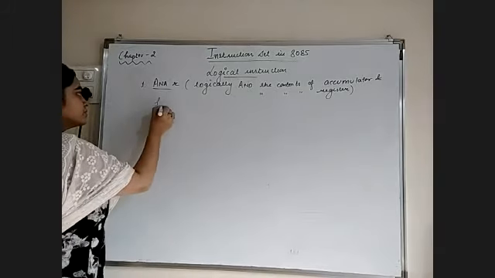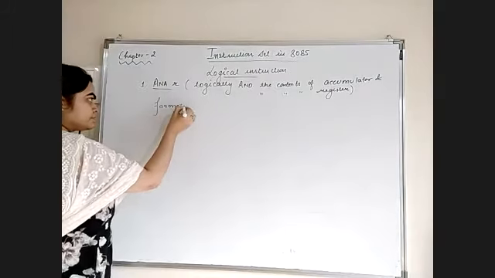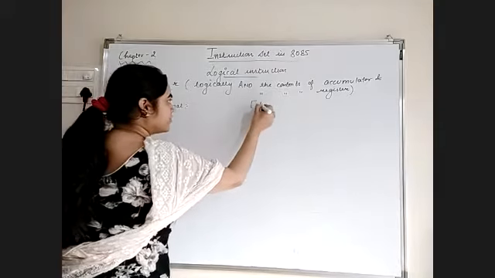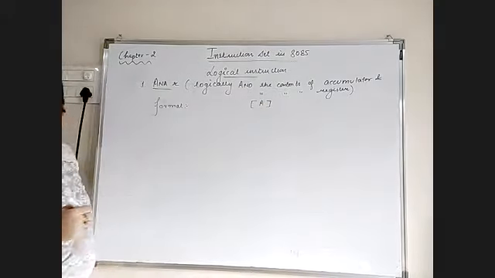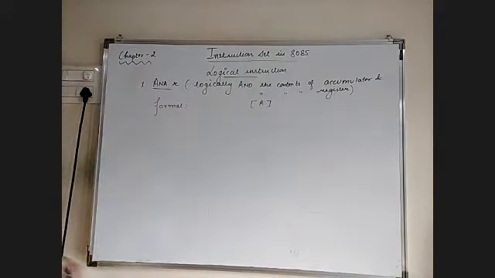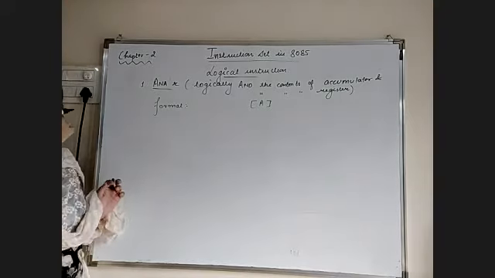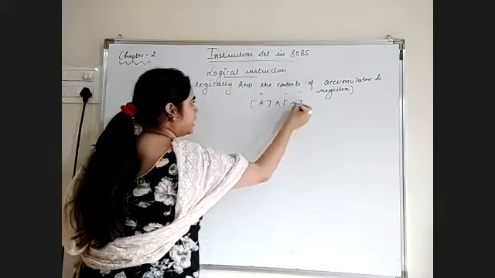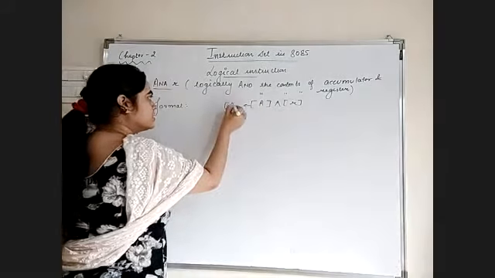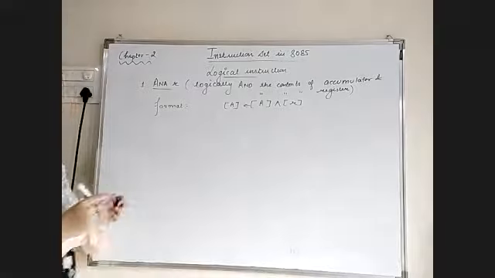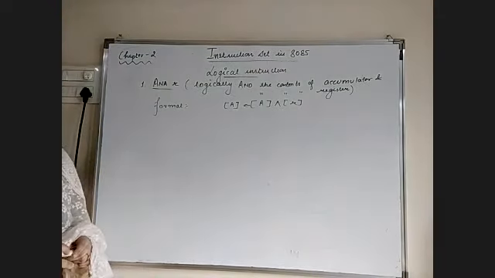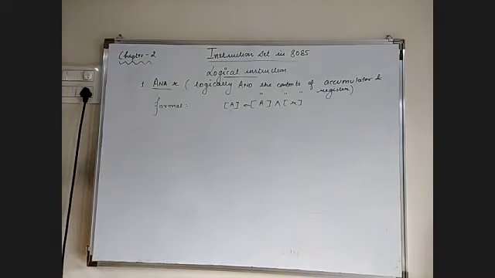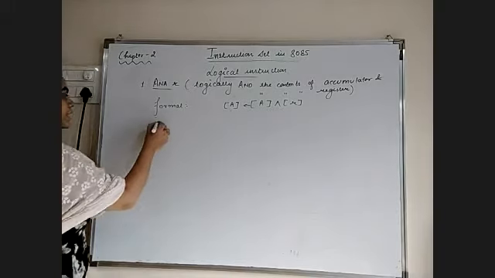Now after this we can see the format. So whatever contents we have in the register, that will be logically ANDed with the contents of the accumulator. Okay, so this is the symbol of logical AND, and the result is again stored in the accumulator. Okay, now after the format, we can see the addressing mode.